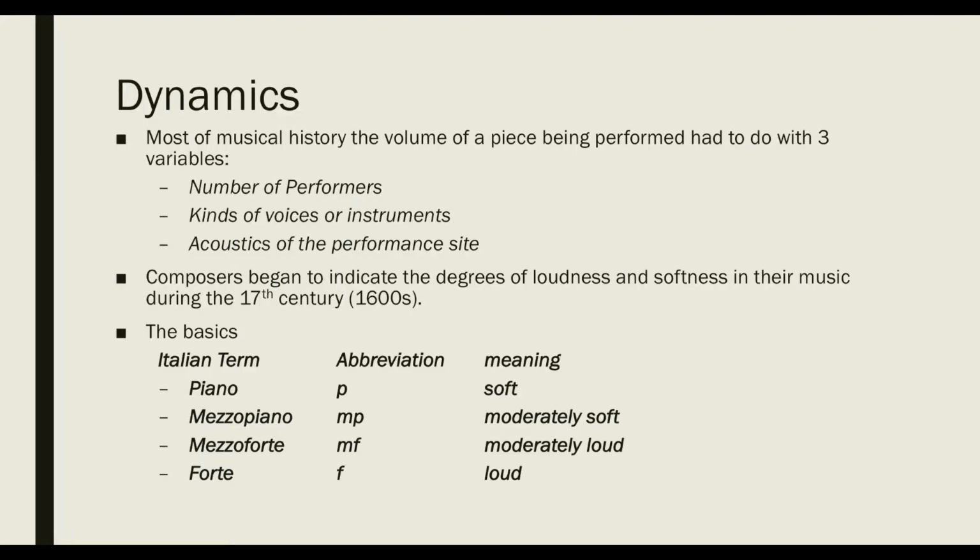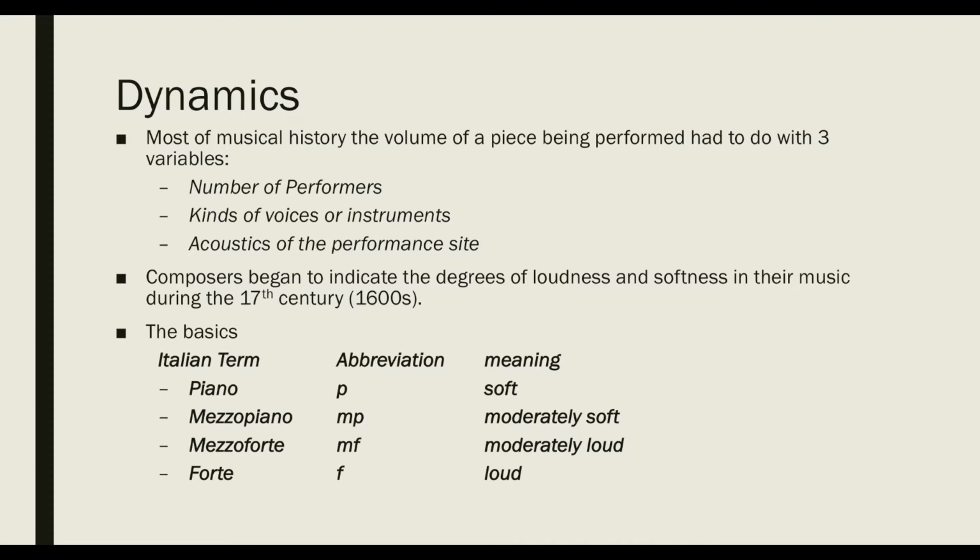Dynamics, how loud or soft something is. Most of musical history, the volume of a piece being performed had to do with three variables: how many people are performing, what kinds of voices or instruments are performing, and, of course, the acoustics of the space you're in. Composers began to indicate how loud or soft their music should be during the 17th century. So about the 1600s, after about 1,000 years of music, they decided, oh wait, maybe we should tell people how loud or soft something can be.